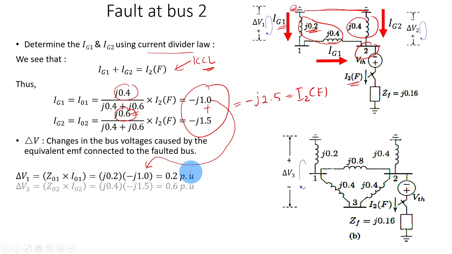How about the change of voltage at bus number 2? Similar logic to bus number 1. It's equal to the impedance between the ground and bus number 2, which is J0.4, multiplied by the current flowing through this branch, IG2, which is 1.5, as we just calculated. Multiply them together, and the change of voltage at bus number 2 is 0.6.